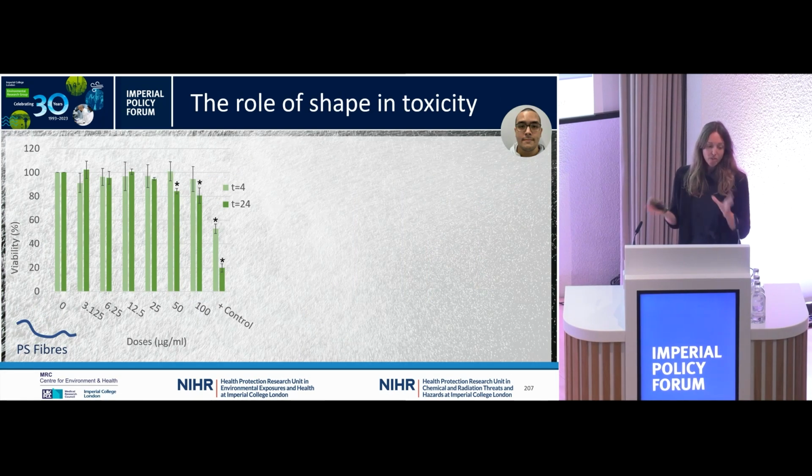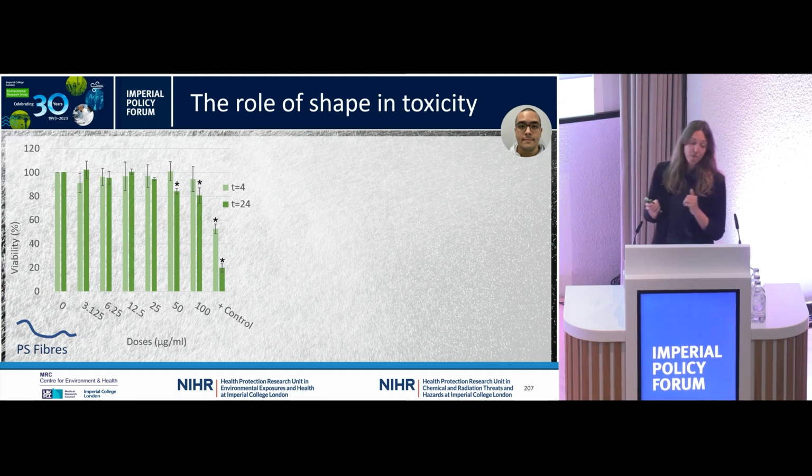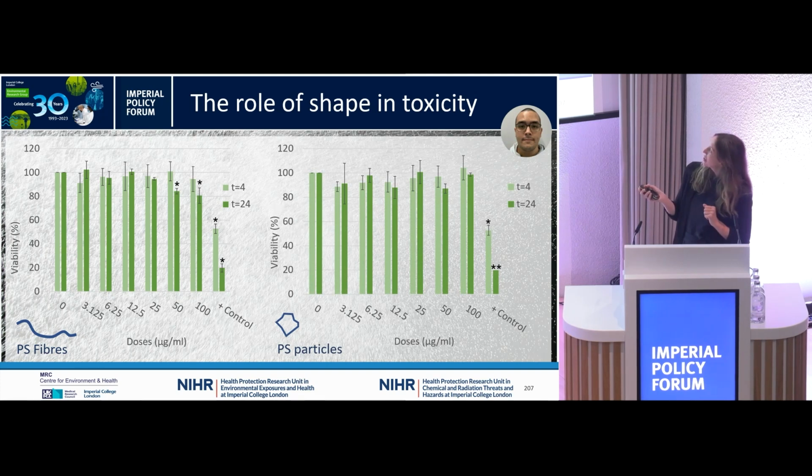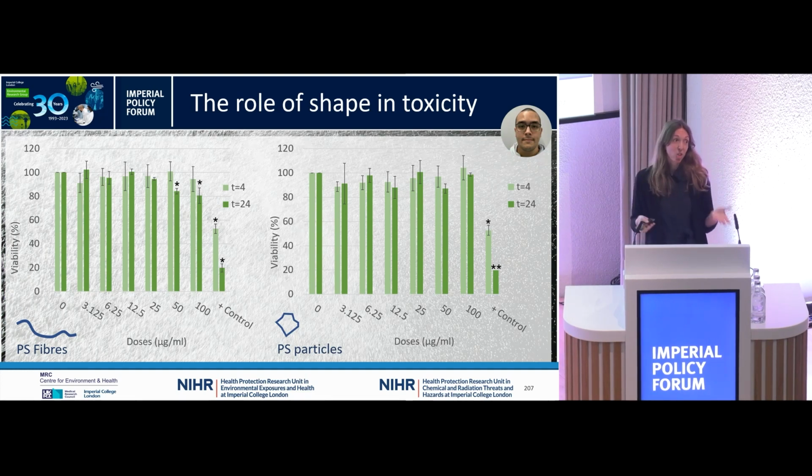So then what about the role of shape? So this is just looking at one type of plastic now, but we're changing the shape. So we're asking, does shape matter? And these experiments, or data I'll show you, are for macrophages, so for the immune cells I mentioned. So here you can see for fibers, we do start to see a significant decline in cell health, viability, as the dose increases. But if we look at the polystyrene particles rather than fibers in the same cell, we don't really see any significant effect, which might suggest that shape, again, matters for this type of plastic in this type of cell.